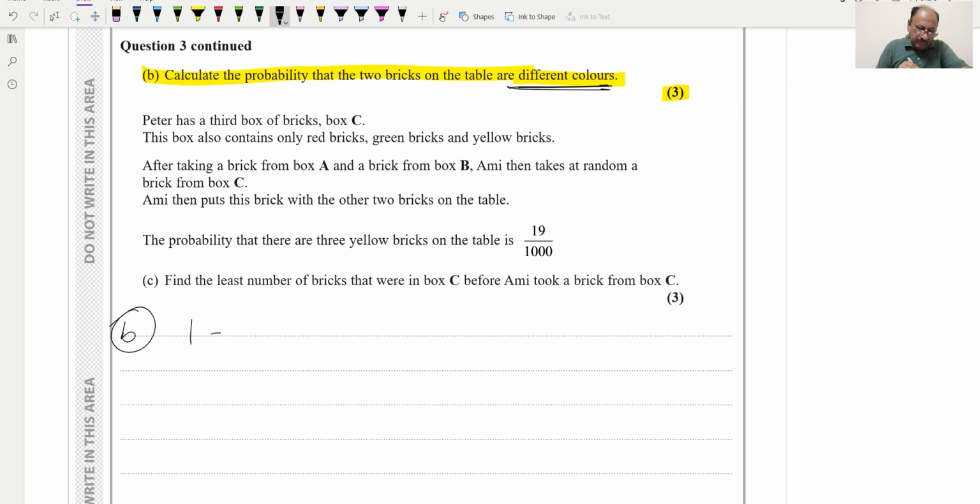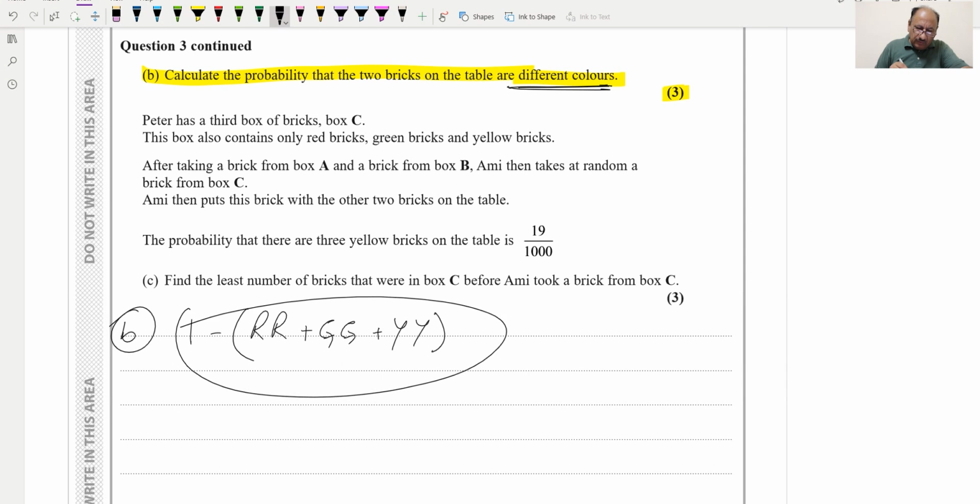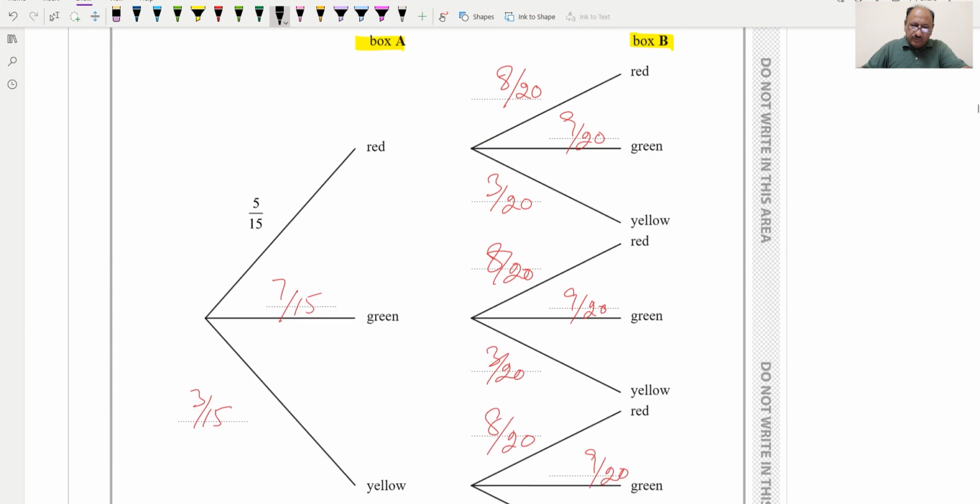So 1 minus same colors can be red, or it can be green, or it can be yellow. So these probabilities we will be subtracting from 1 and we will be getting not same color probability. Now we can write red probability will be what?